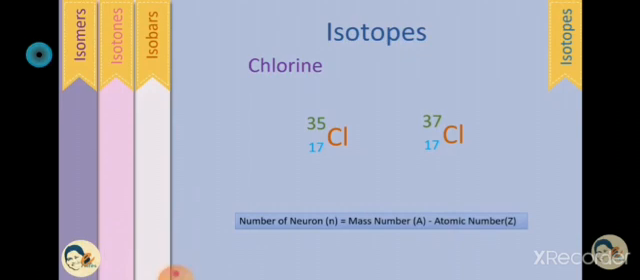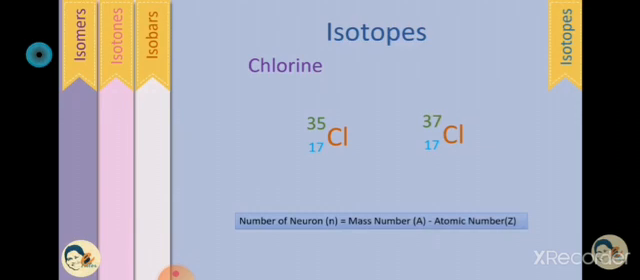Here the number of neutrons can be calculated. The bottom number of the element chlorine is the same atomic number in both, that is 17. The top number has two different mass numbers, 35 and 37. The atomic number for both elements is the same. How can we calculate the number of neutrons?